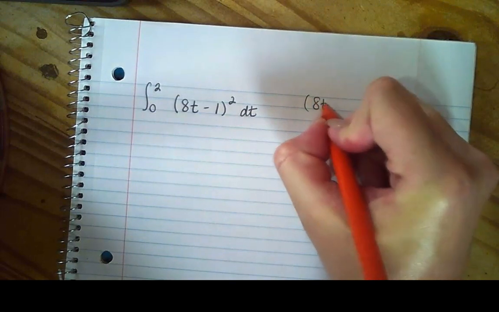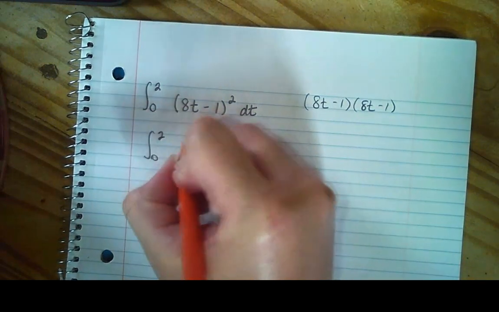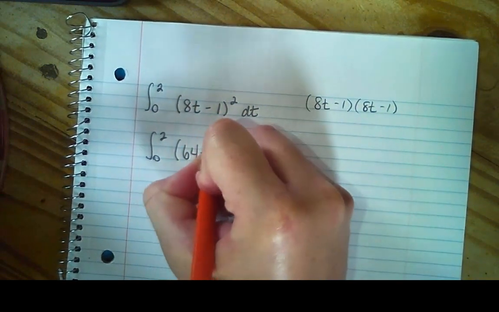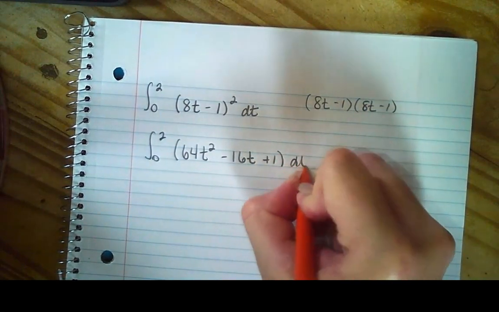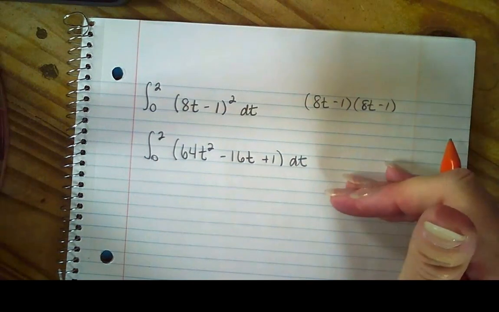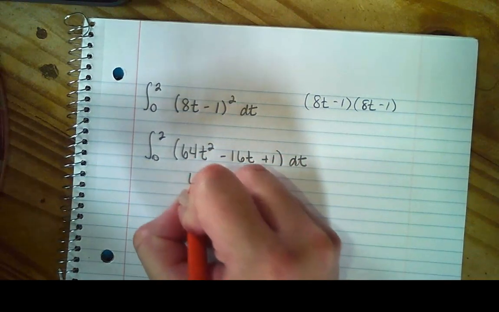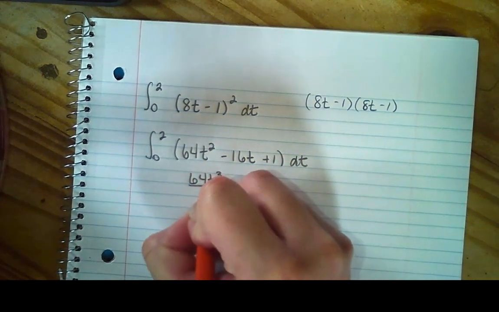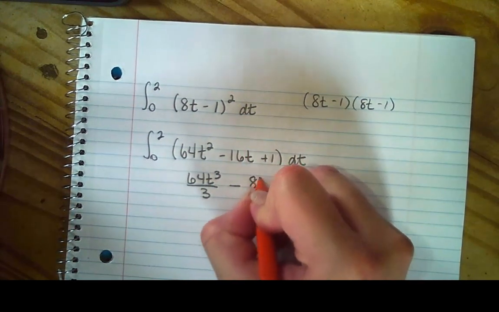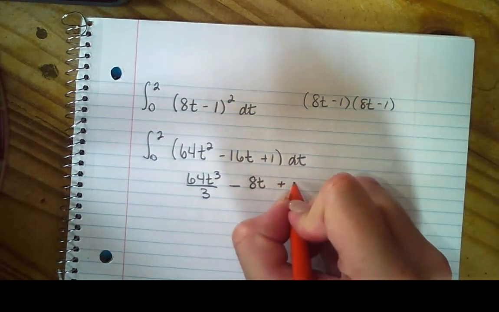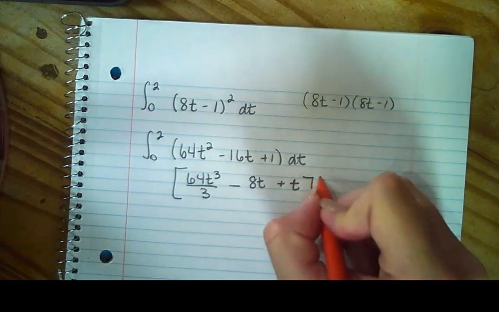So I have an 8t minus 1 times an 8t minus 1. And when I FOIL that out, I get 64t squared minus 16t plus 1 dt. So now all I've done is algebra so far. Now I need to integrate. So I get 64t to the third over 3, minus 16t squared over 2, which is 8t squared, and then plus 1t. And I'm going to take that from 0 to 2.